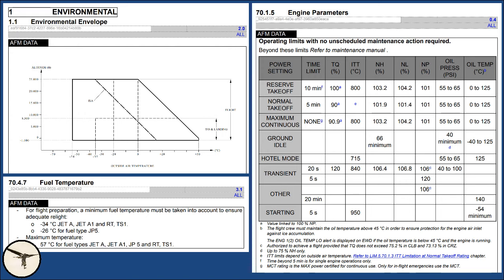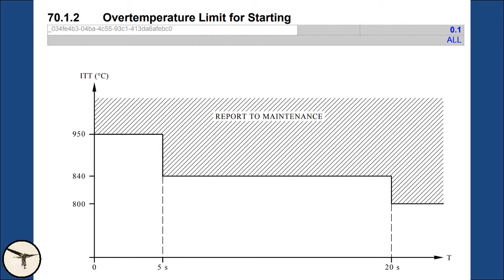Before you start the engines, you must comply with the limitations set in FCOM limitation, chapter 570. During start, after moving the condition lever out of fuel shutoff position, the ITT must increase within 10 seconds. ITT must not exceed 800 degrees Celsius for more than 20 seconds and 840 degrees for 5 seconds. If ITT exceeds 950 degrees, the engine must be inspected by maintenance. Temperatures above 800 degrees during start are very rare. It has happened to me once, and that was due to tailwind, hot weather, and a short turnaround time.